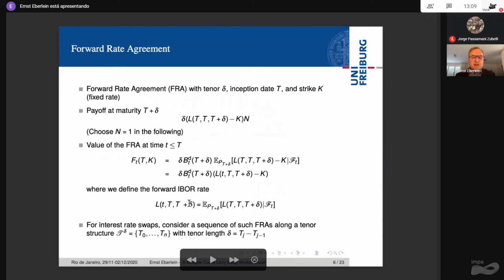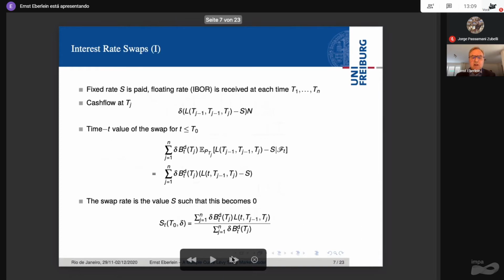Instead of considering now just forward rate agreements, we consider swaps, which is nothing but a sequence of such forward rate agreements along a fixed tenor structure, T0 up to Tn. Let's consider, for example, a 6 months tenor. Then we look at 6 months, 12 months, 18 months, etc., maybe up to 10 years. And we fix now a rate S, so the cash flow at each tenor time point is given as before by the forward rate agreement.